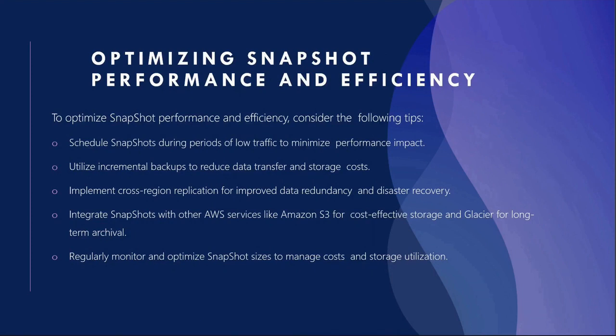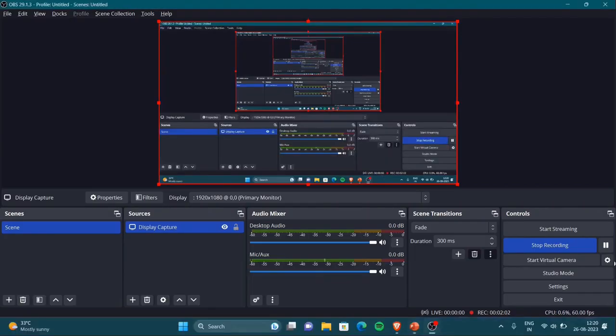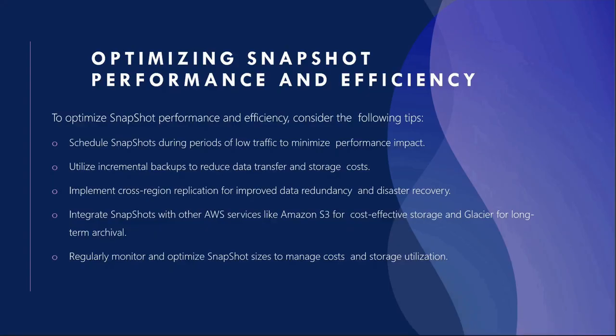To optimize snapshot performance efficiently, let us consider this. Schedule snapshots during periods of low traffic to minimize performance impact. Utilize incremental backups to reduce data transfer and storage costs. Implement cross region replication for improved data redundancy and disaster recovery as well. Integrate snapshots with other AWS services like Amazon S3 for cost effective storage. Also, regularly monitor and optimize snapshot sizes to manage costs and storage utilization.